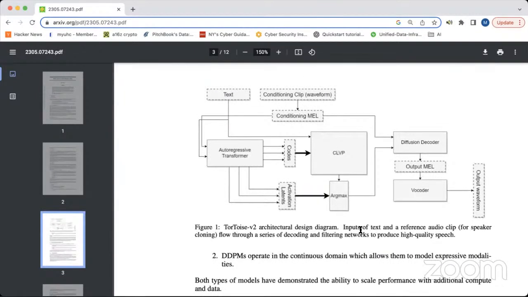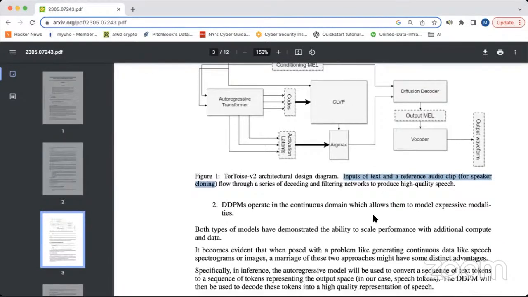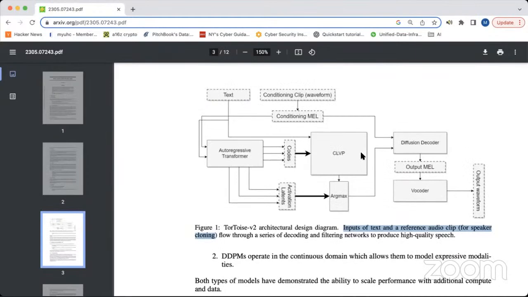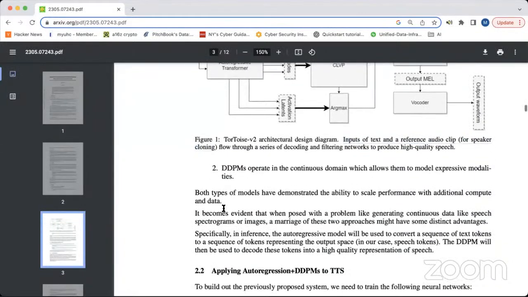So this is the architecture diagram. There are inputs of text and a reference audio clip for the speaker that we need to clone. They flow through a series of decoding and filtering networks to produce high quality clips. It gets into the details of what this autoregressive transformer does. CLVP is something that he built, and then the diffusion decoder finally gives out the output. There are actually 5 units in this: autoregressive, CLVP, diffusion decoder, vocoder, and then finally the output. And the DDPMs operate in the continuous domain, which allows them to model expressive modalities.